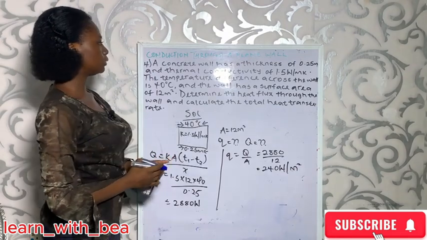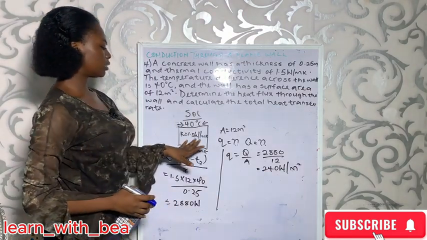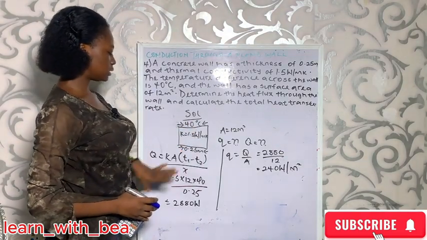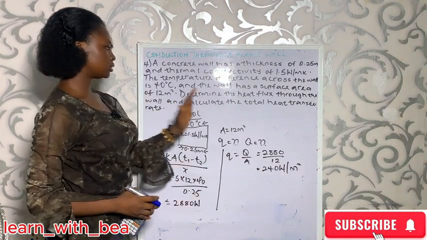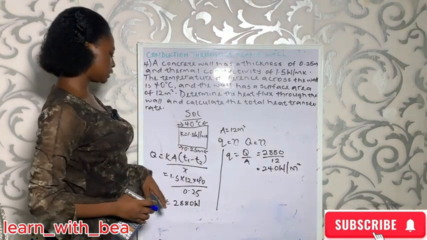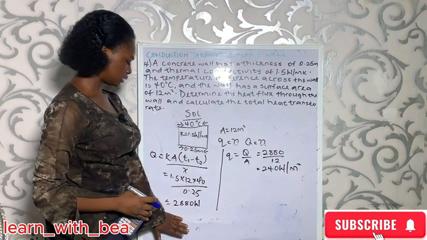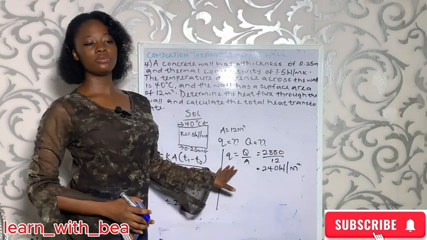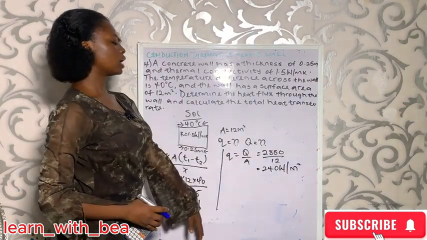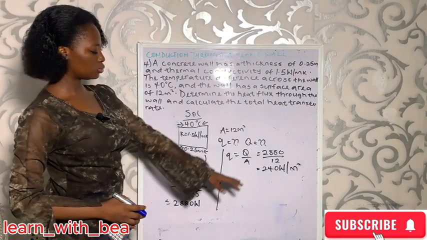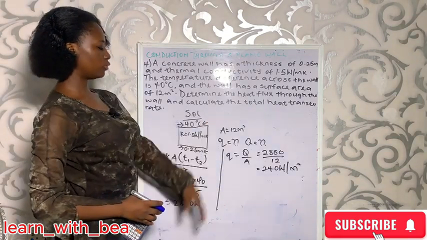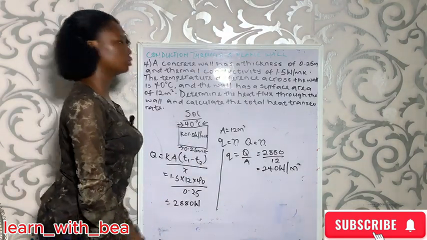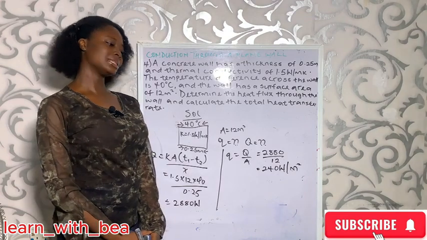Let's come again. We were given the thermal conductivity 1.5, the temperature difference 40, the thickness 0.25. We have to calculate the total heat rate and the heat flux. We inputted our parameters. Then our q, if you can remember, heat flux is total heat rate per unit area. And we got that. Our area is 12 and our Q is 2880. So let's move to the last question on today's segment.